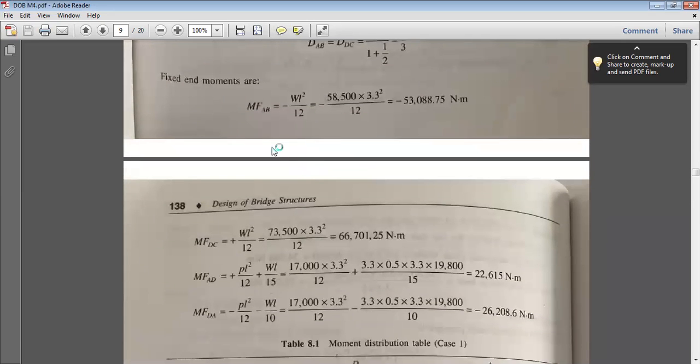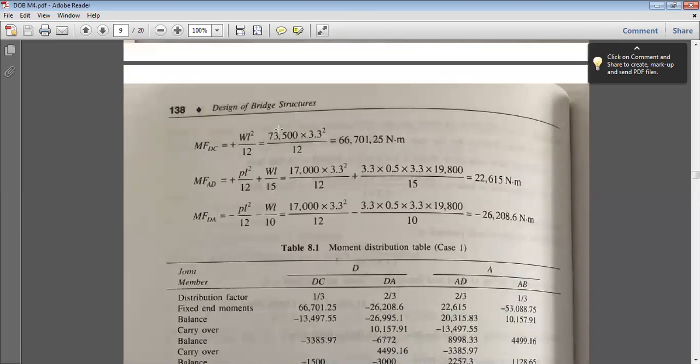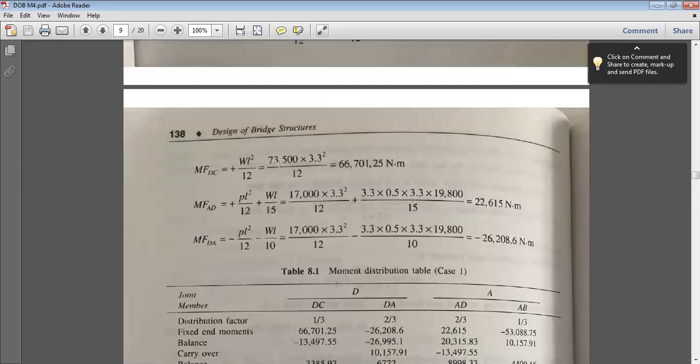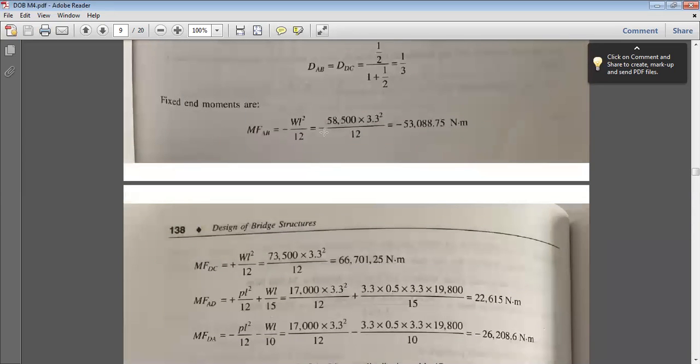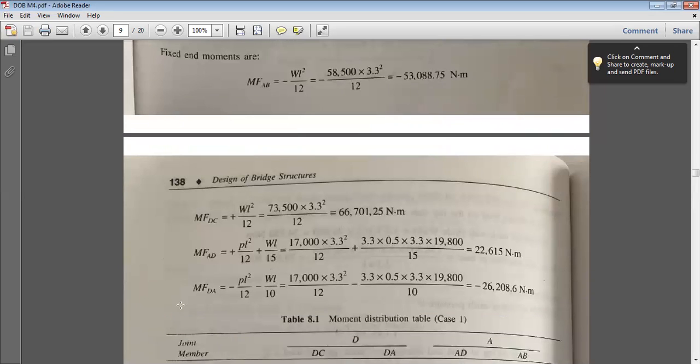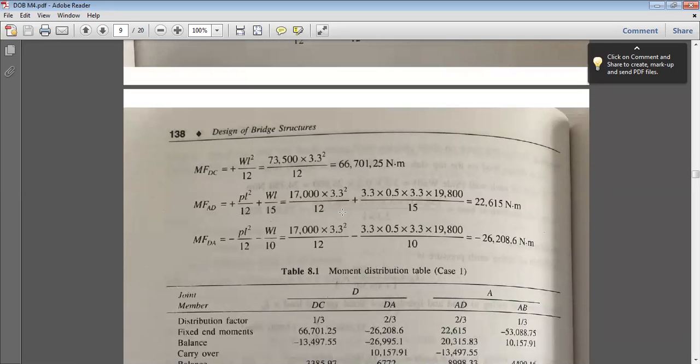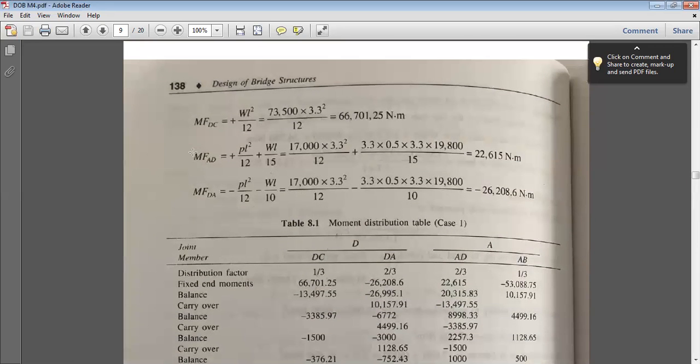Now fixed end moments. MFAB is WL square by 12, so W I have 58,000 into L square by 12. MFDC is plus WL square by 12, clockwise and anti-clockwise. MFAD is WL square by 12 plus WL by 15. MFDA is WL square by 12 minus WL by 10. Again the same equations, clockwise and anti-clockwise. So I will calculate the fixed end moments like this.